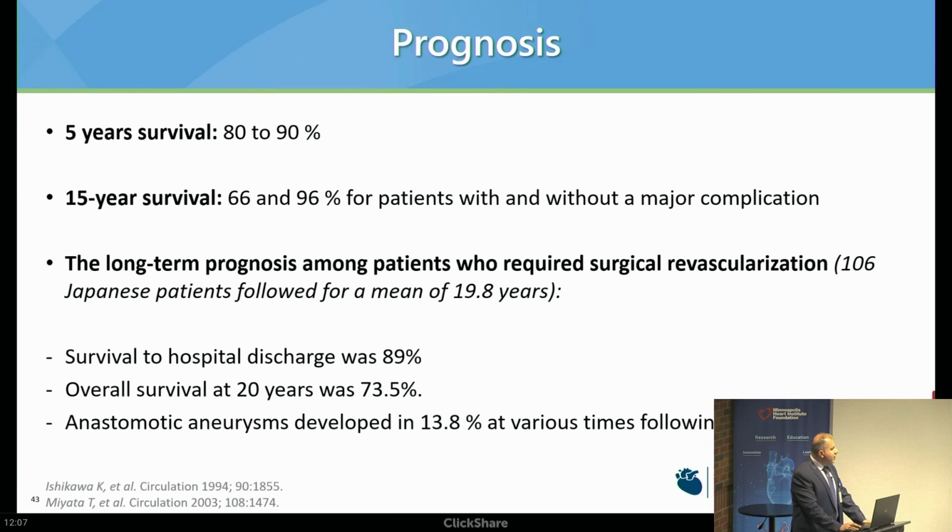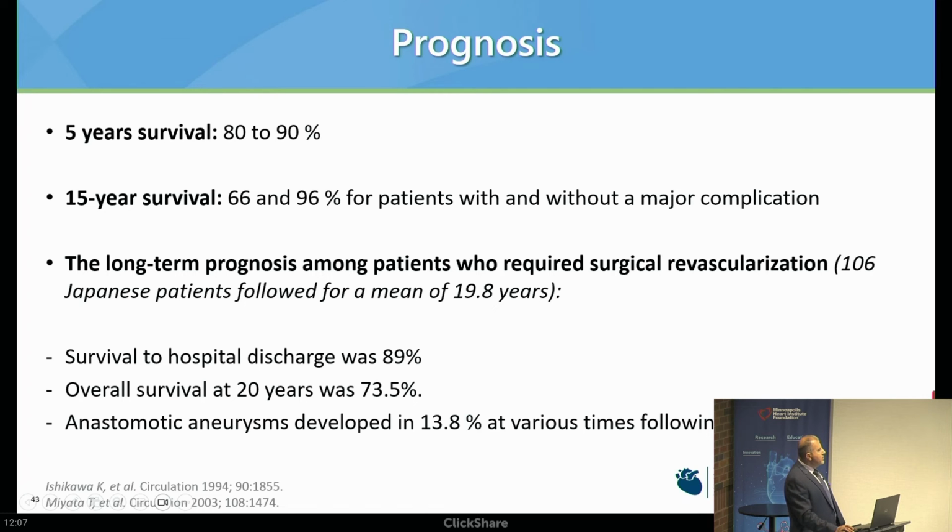Prognosis: 5-year survival is slightly reduced. It's different from GCA; patients live a normal life. But patients with Takayasu's, especially if they have active disease and complications, have a really worse prognosis. If you have active disease or complications, your 15-year survival is 66% versus 96% if you don't have complications.